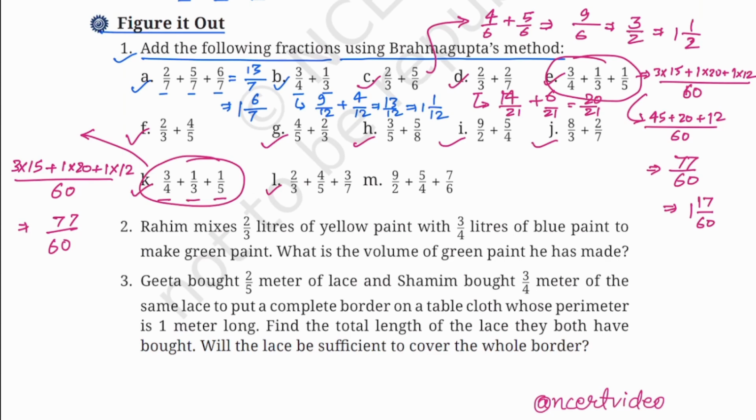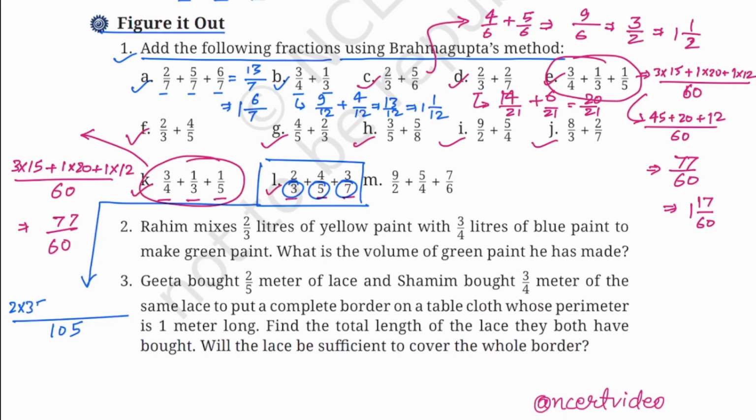L, 2 upon 3 plus 4 upon 5 plus 3 upon 7. I am doing it here. Common multiple of 3, 5 and 7 is 105. 2 multiplied by 35.